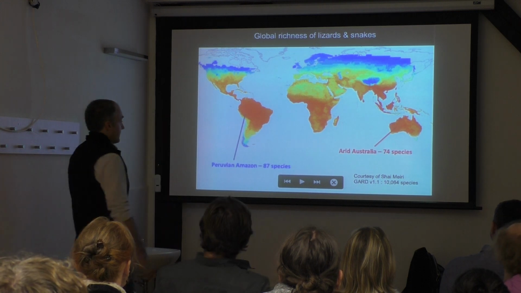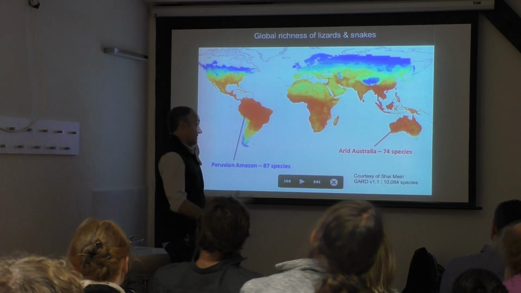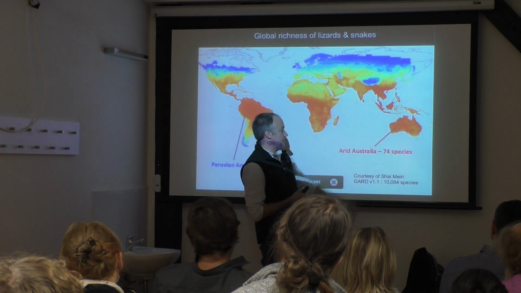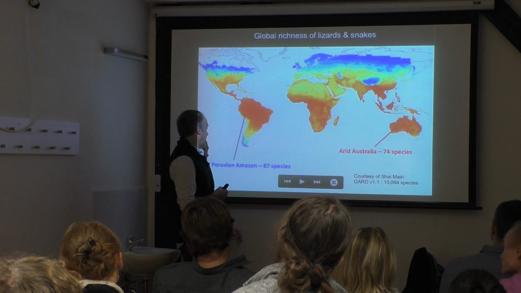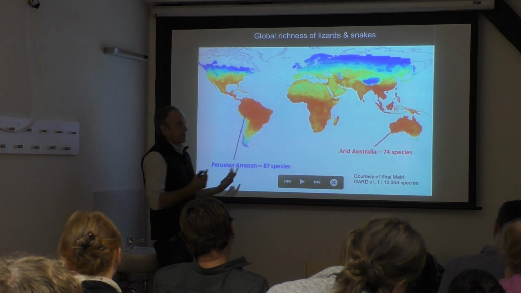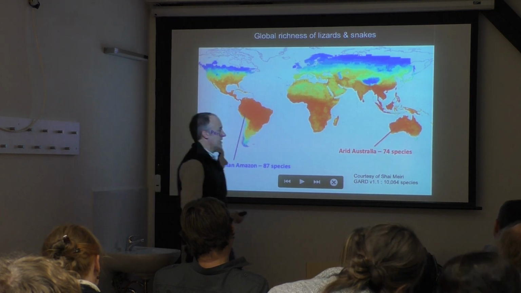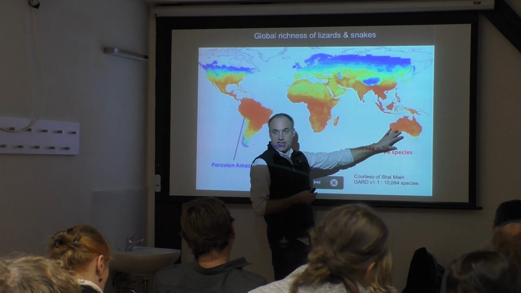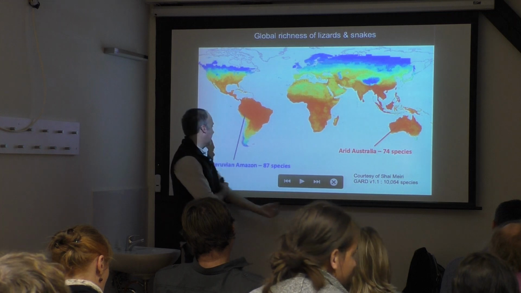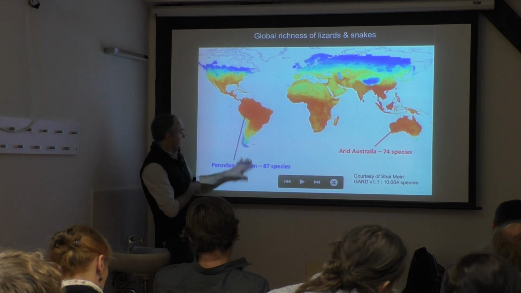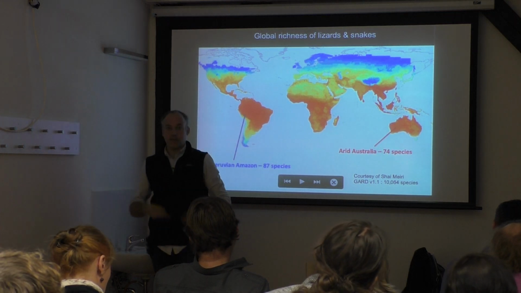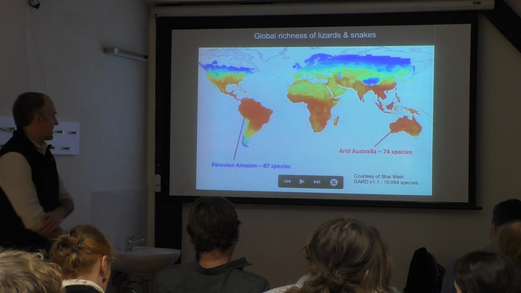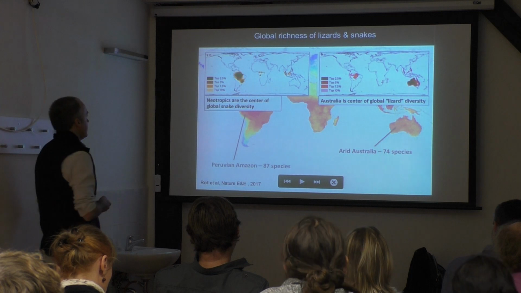And so since basically the time I was a PhD student, I've had a field program collecting specimens and ecological data from arid Australia. And lately we've started working in the Peruvian Amazon. The general communities that we study there are two of the most species-rich communities on Earth. The arid Australian community that I work at has about 75 species of squamate reptiles, and in the Peruvian Amazon where we work, we have about 87 species. So we're collecting a lot of baseline foundational data on those communities.